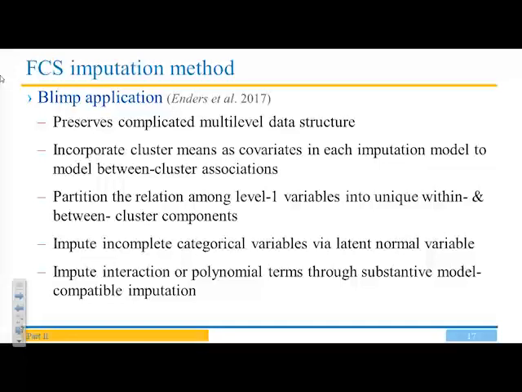So let's say you have a 2-level data structure. First, it imputes the level 1 variables, and then calculates the cluster means for all the completed variables, and uses the cluster means as another covariate to impute the level 2 incomplete variables. So it can handle missing data of any type. It can handle binary, categorical, ordinal, and also continuous variables. And the nice thing about the application is that you can account for the interaction terms in the imputation model.